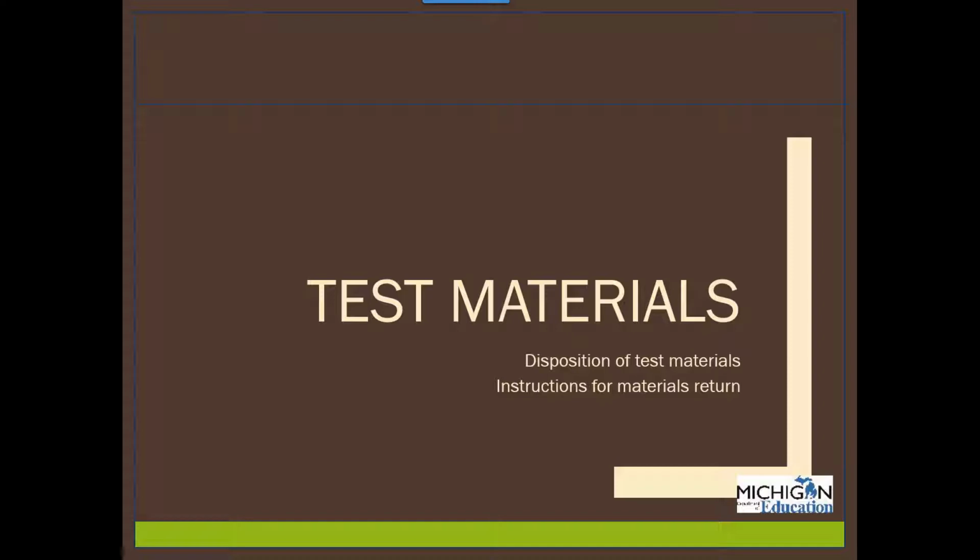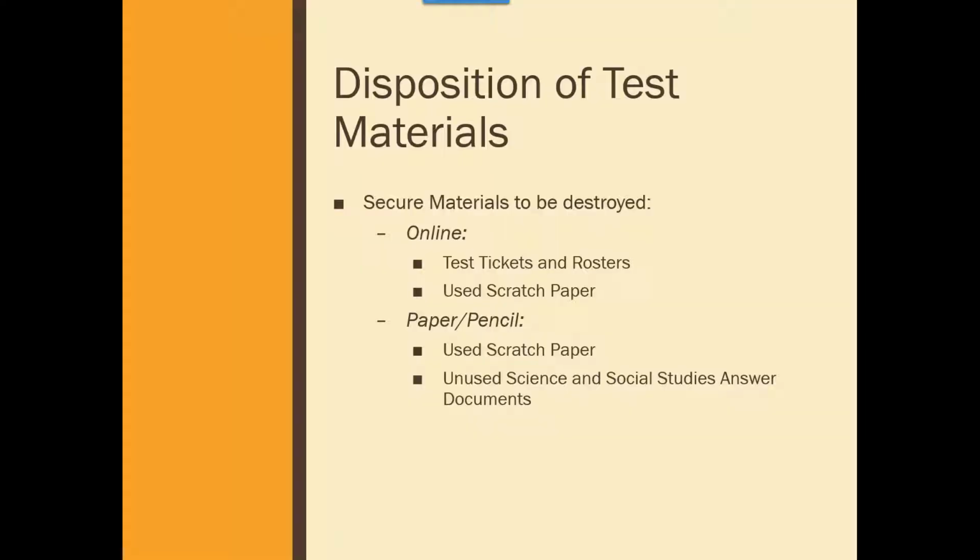In this section, I will review the appropriate ways to handle test materials after testing and the instructions for returning materials. Some secure materials must be destroyed after testing. There are secure materials that need to be securely destroyed for both online and paper-pencil testing. In online testing, examples of secure materials include test tickets and rosters, and all scratch paper and graph paper used. These materials must be securely destroyed after the test administration.